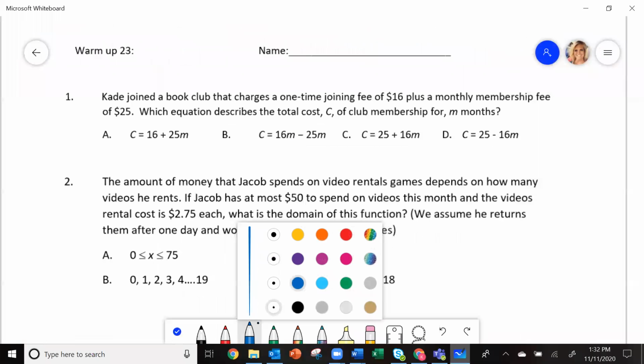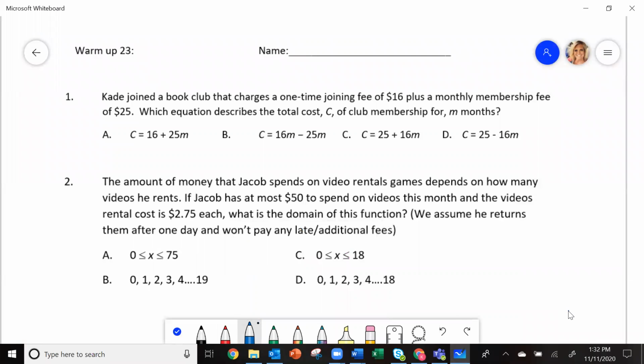We're going to work on warm up 23, which is about writing equations of lines and finding domain and range. I want you to pause the video and see if you can answer these two, and then come back and we'll go over them and see how you did.